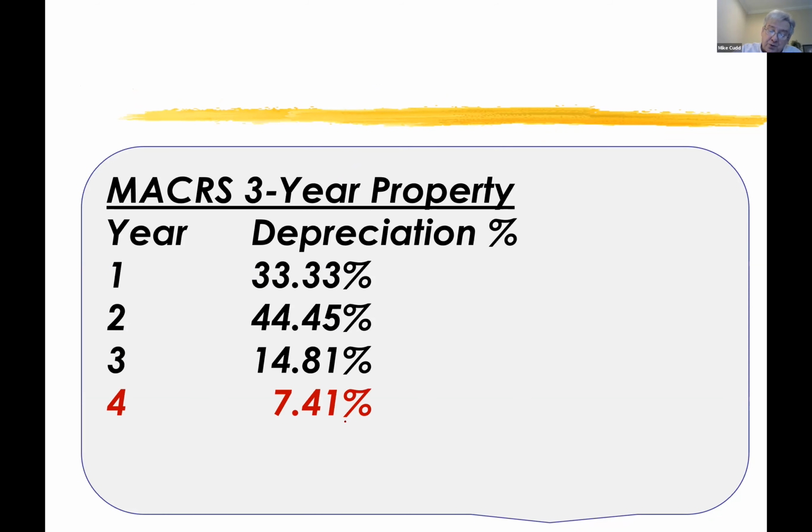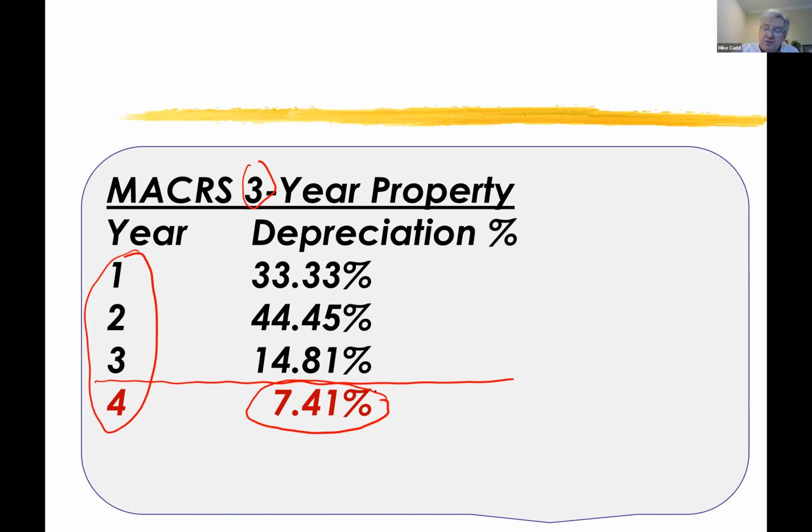This is 3-year property, the depreciation schedule. You know what's so funny about it? It says 3-year property, but how long does it take you to fully depreciate it? 4 years. Well, we're going to depreciate our equipment for 3 years and then sell it. So how much depreciation is untaken after 3 years? 7.41%.